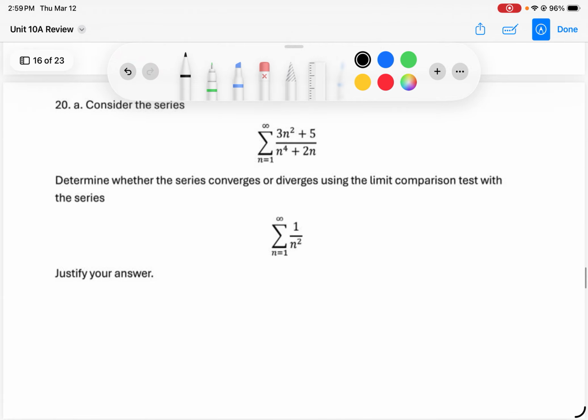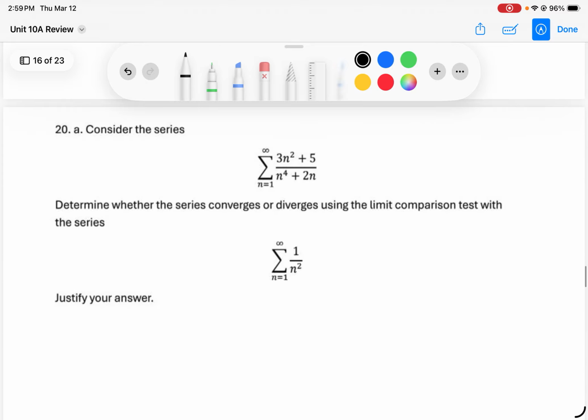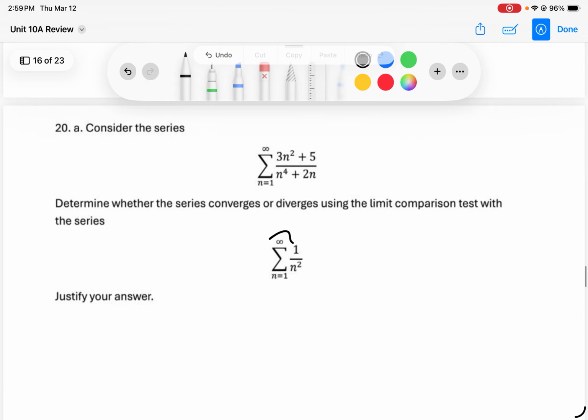All right, let's look at the next one. It's very similar. And the FRQs on the test will be similar to these. I didn't want to trick y'all too much this time. So this one, determine whether this series converges or diverges using the limit comparison test with this series.